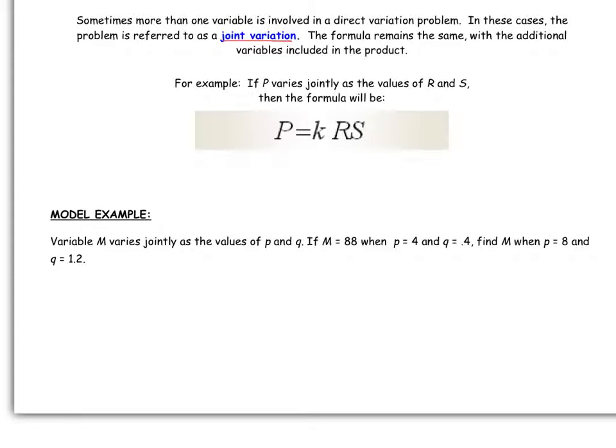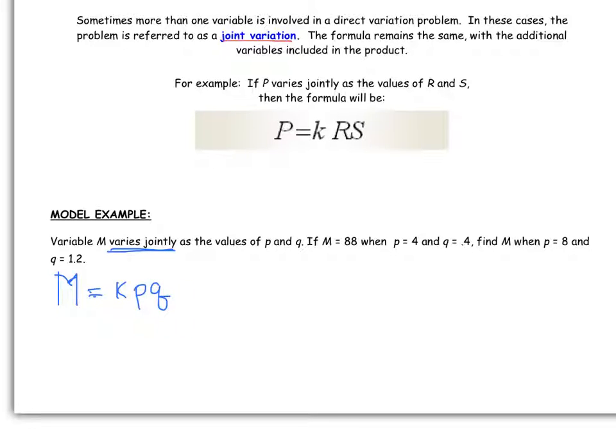Variable M varies jointly, and I want you to really pay attention to vocabulary. Underline certain things you see so it helps you to know what you need to do. As the values of P and M: if M is 88 when P is 4 and Q is 4, find M when P is 8 and Q is 1.2. Obviously, we have to find K first since they had that first set of data given.